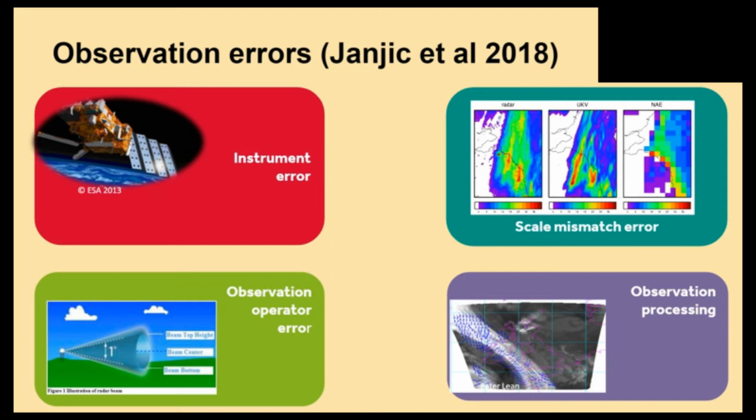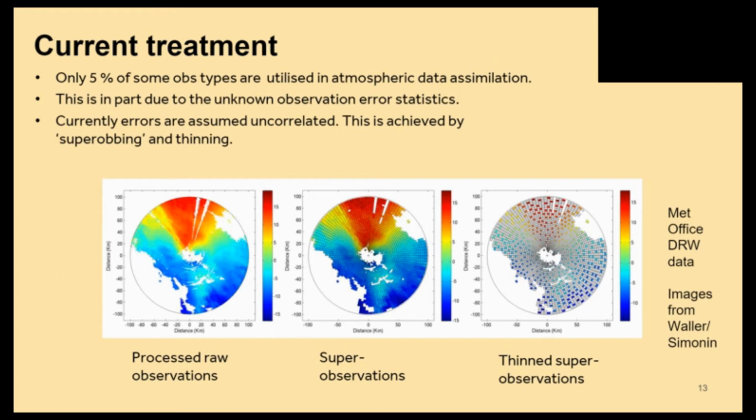The instrument errors we usually assume are uncorrelated in space or time, but the other three types of errors are typically correlated. So in order to deal with the correlations, one of the things that we tend to do is to make the assumption that errors are actually uncorrelated, and then force our observations to fit that uncorrelated assumption. And the way we do that is by super-obbing. That's doing some kind of fancy averaging. There are different ways to do the fancy averaging, but nevertheless, we do a fancy average. And thinning, that's throwing away the data.